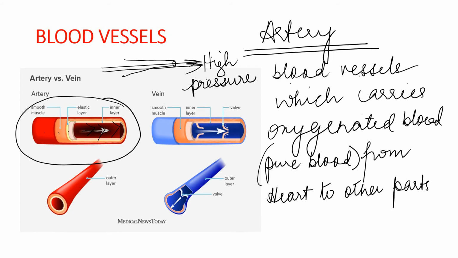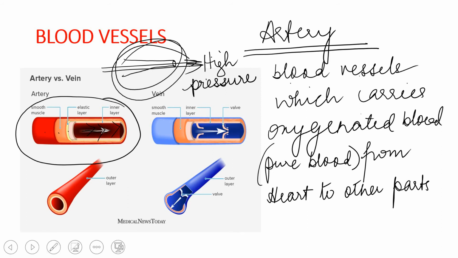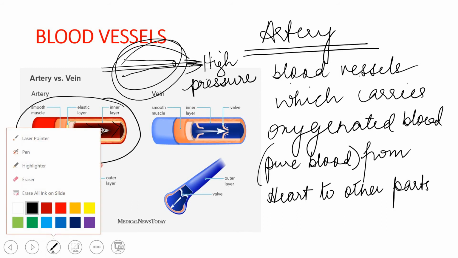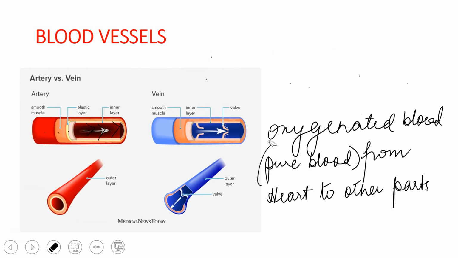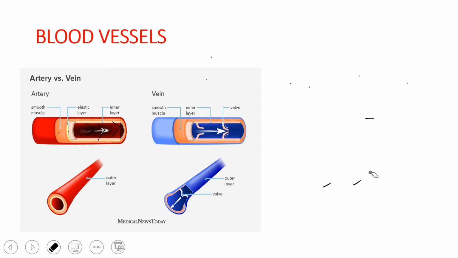So, good things should always go everywhere, isn't it? These are pure blood, so it should always go everywhere. There are no valves, and the blood that passes through an artery is always at high pressure, because the passage of an artery is very thin. Focus here, okay? It's very narrow, so the pressure will be very high when it rushes like anything. So that was all about arteries: always oxygenated blood from the heart to other parts of the body.